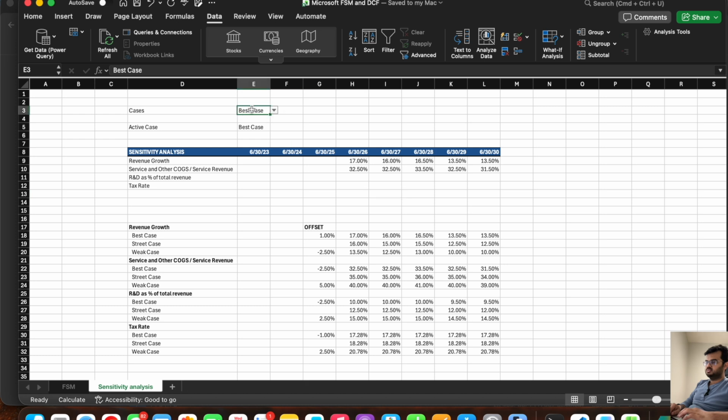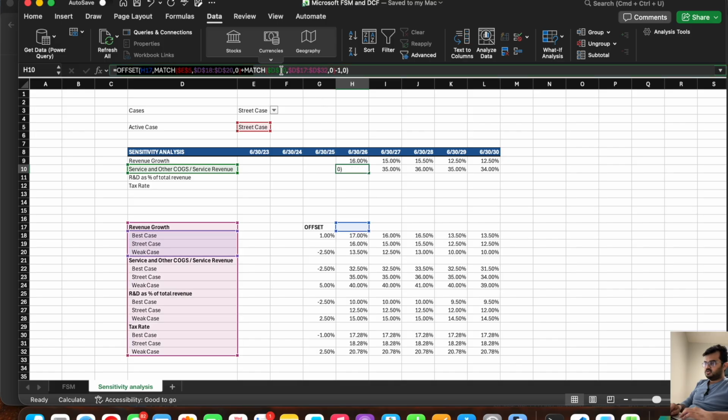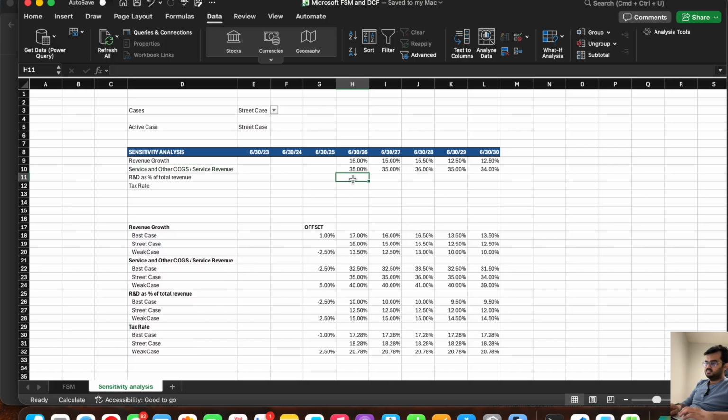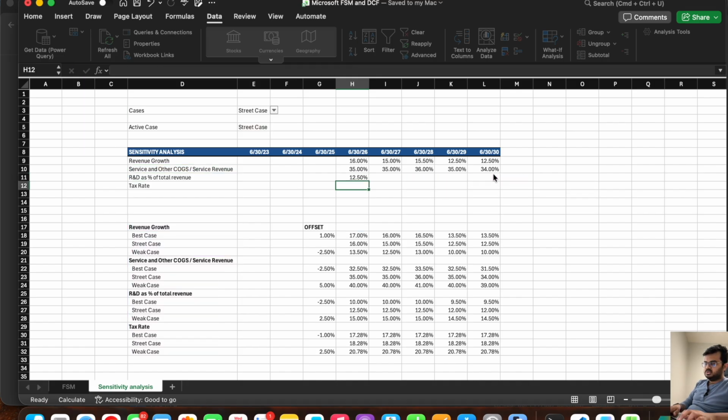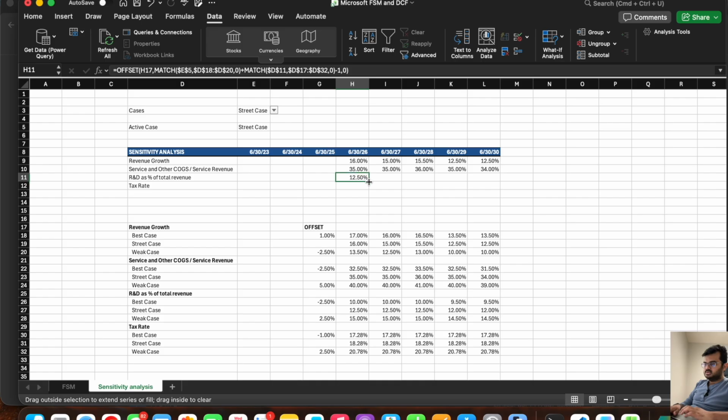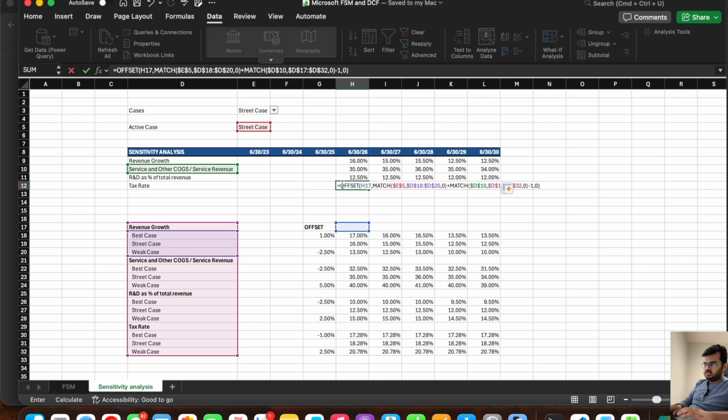Now let's move to the third segment. Here I will just copy this formula and just change the OFFSET function, simple. So here rather than calling D10, which is service and other, I will call D11, which is the total revenue. I will just then pull this forward. Similarly, here rather than calling that, I will call the tax rate.